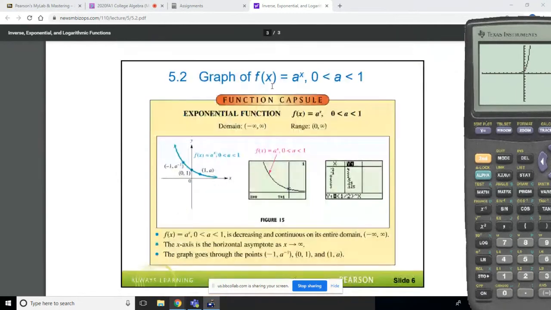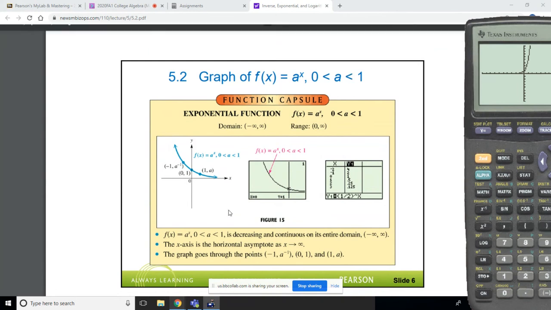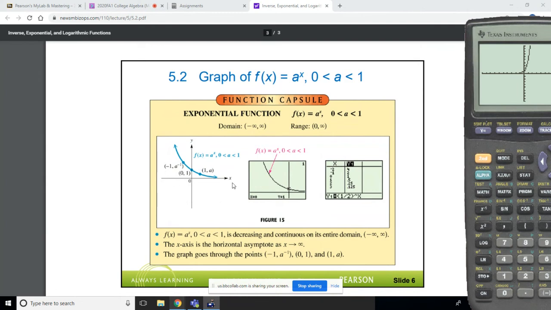All right, now we'll look at the graphs of exponential functions where the base is in between 0 and 1. So when we graph 1/6 raised to the power of x, it took on this form. So notice that if your base is between 0 and 1, as you read your graph from left to right, it should descend or decrease, and it passes through these points. -1 comma a to the -1st power, 0, 1, and 1, a.